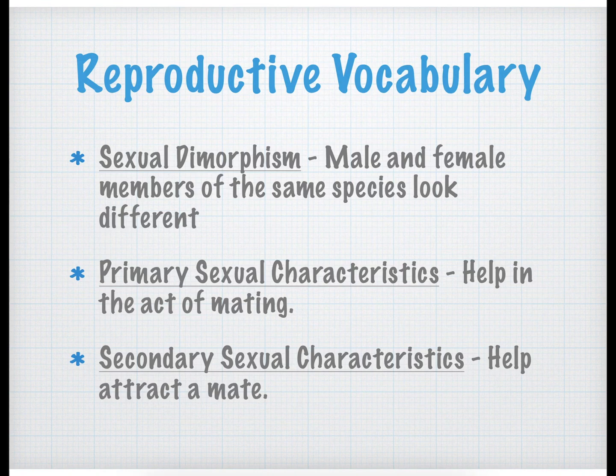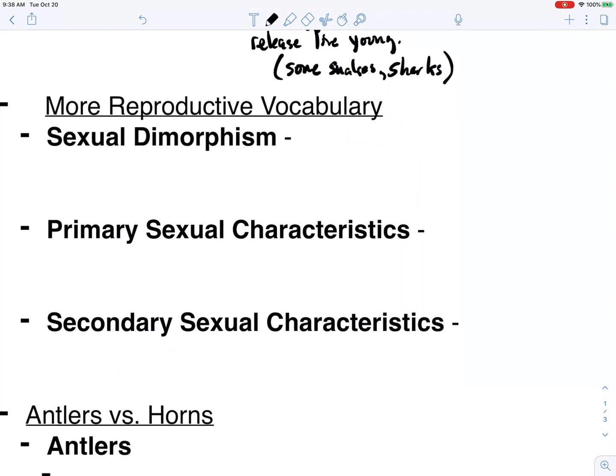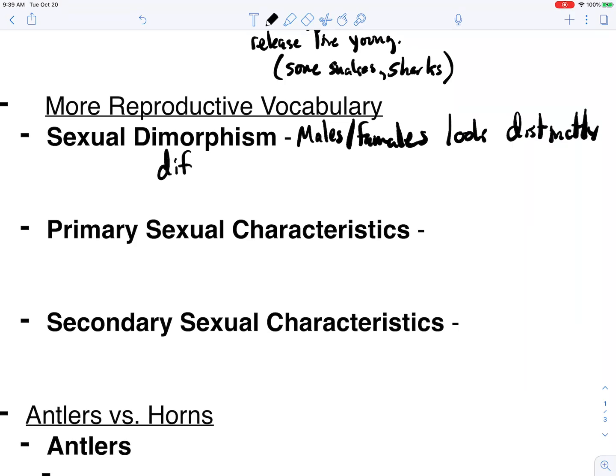We've got this whole idea of sexual dimorphism. And we can break this word down, dimorphism, two forms. That tells me that based on sex, there are two forms. Males and females of the same species look distinctly different. And that's how we'll define it. We'll say males and females look distinctly different. This is seen often in birds.